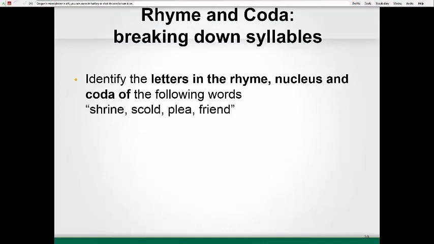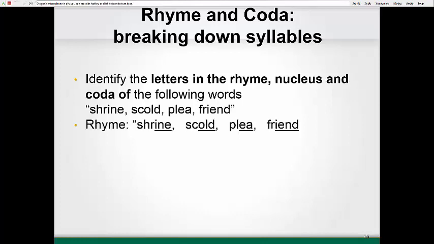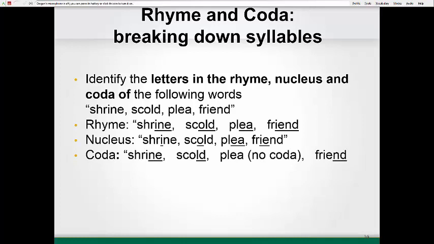Now let's try a brief exercise. Pause the recording and identify the letters or graphemes corresponding to the rime, nucleus, and coda in the following words: shrine, scold, plea, and friend. Here are the answers. Check your answers against the letters that are underlined in each case and try to identify your mistake in any cases where you got one wrong.